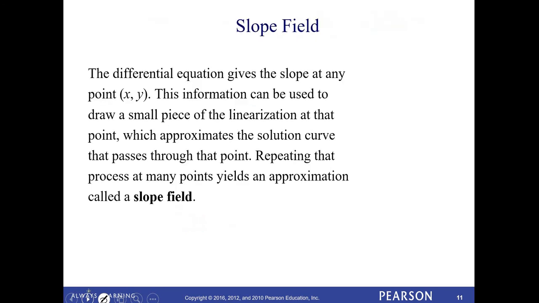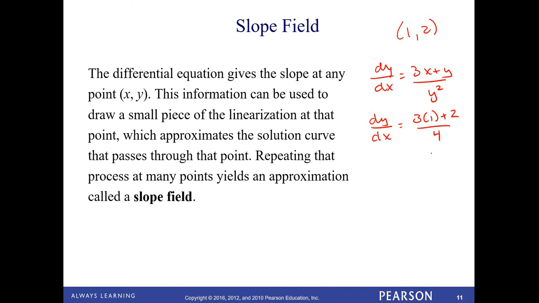We'll do some more work on this, but now we're going to move on to our slope fields. So the differential equation gives the slope at any point x, y. When we have dy/dx equals (3x plus y) over y squared, if I know a particular x, y value, say 1, 2, I can find the slope: dy/dx would be 3 times 1 plus 2 over 2 squared, or 5/4. So given any ordered pair and a differential equation, I can find the slope at any point.